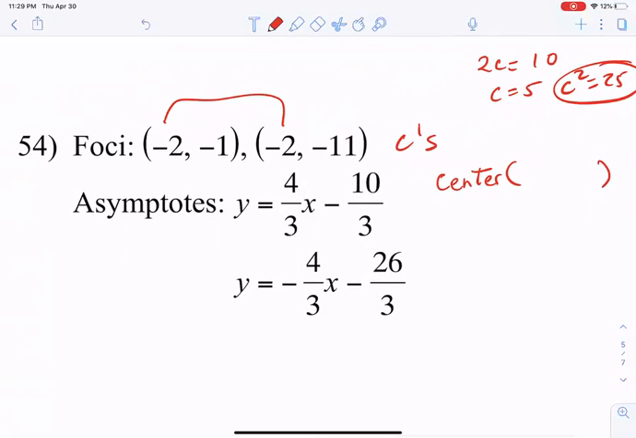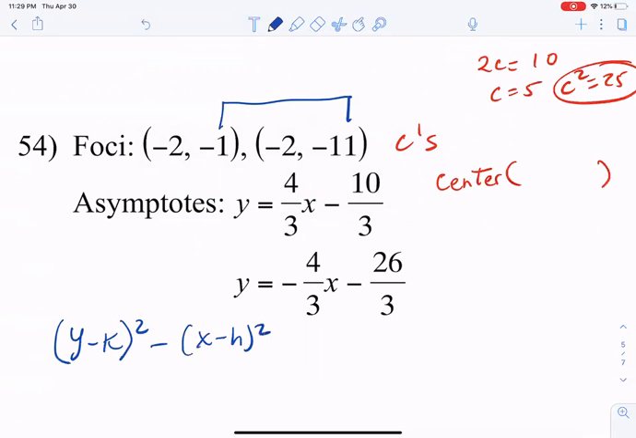So here we need to find out if this is vertical or horizontal. This is going to be vertical because, as you can see, the y values are changing, right? So this is vertical, so we need this equation: y minus k squared minus x minus h squared equals 1. This is a squared and this is b squared. We know it's vertical, so this is the equation.